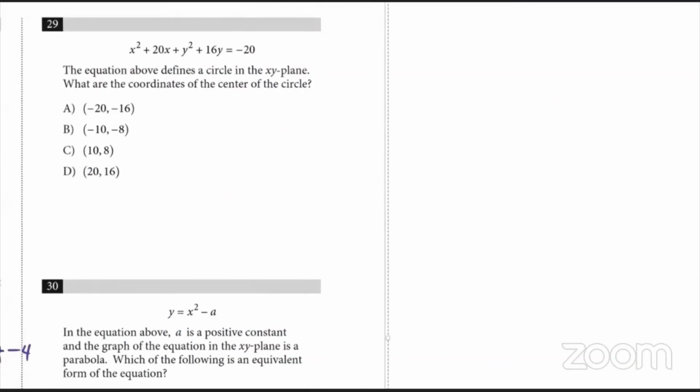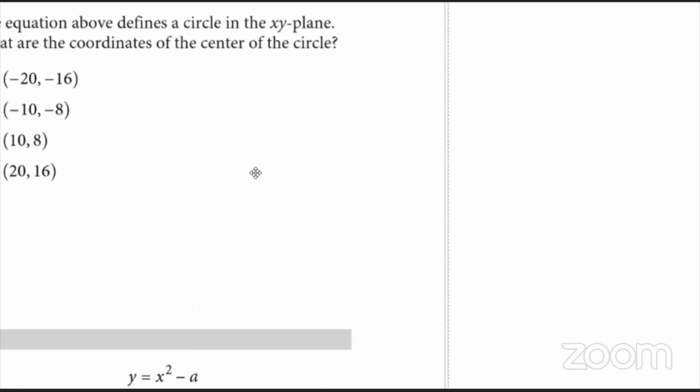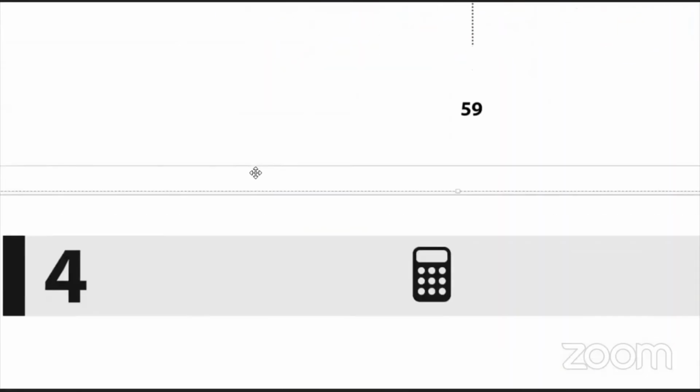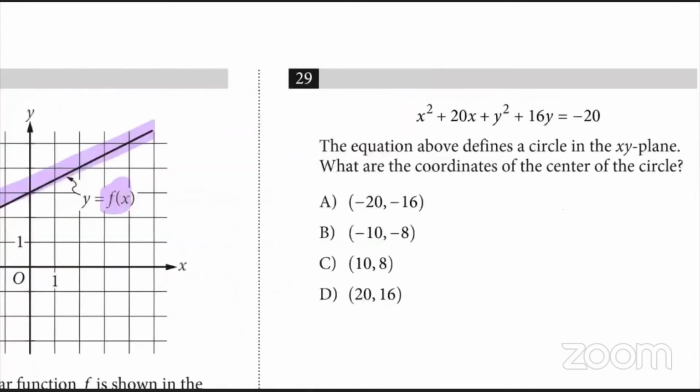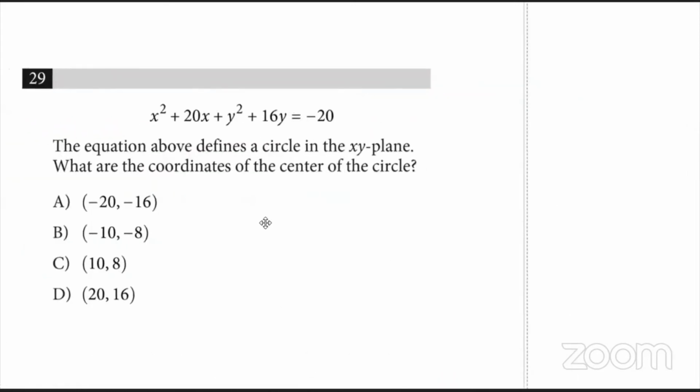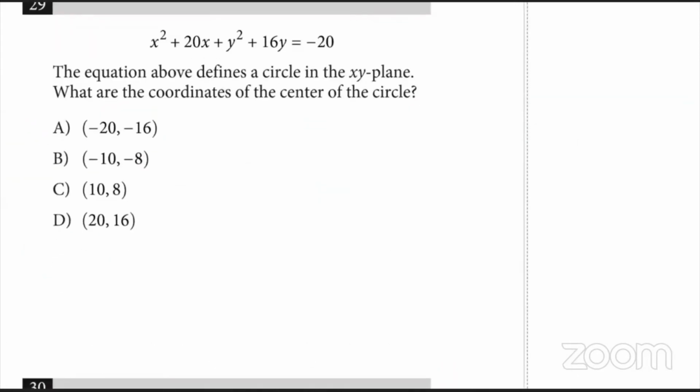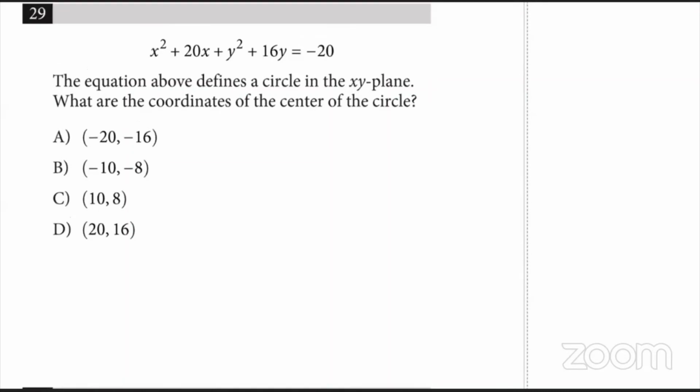And now we're going over to question 29. 29 is going to ask us to use the completing the square method to find the equation of a circle. So let's just go ahead and mention what the equation of a circle looks like.